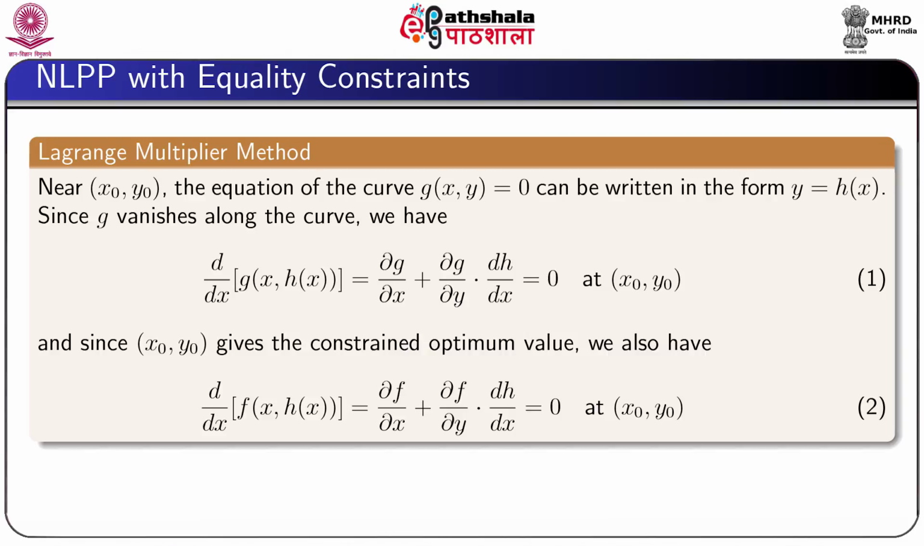y0). And again, since (x0, y0) gives the constrained optimum value, we can write d/dx of f, which is equal to ∂f/∂x plus ∂f/∂y times dh/dx, equal to 0 at the point (x0, y0).